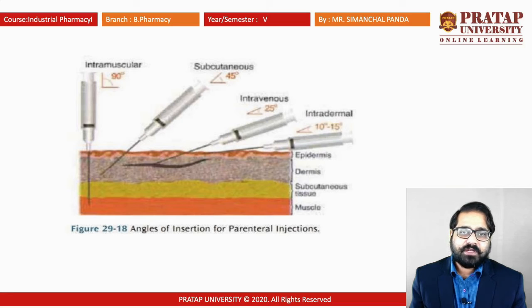If it is intravenous, we have to find the vein, and make an angle of less than 25 degrees to ensure the free flow of the drug at a proper velocity directly into the bloodstream. Intradermal injection is given at a very lenient angle, from 10 to 15 degrees, so that it remains on the upper surface of the skin.